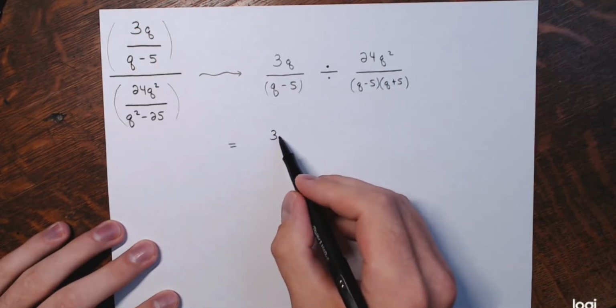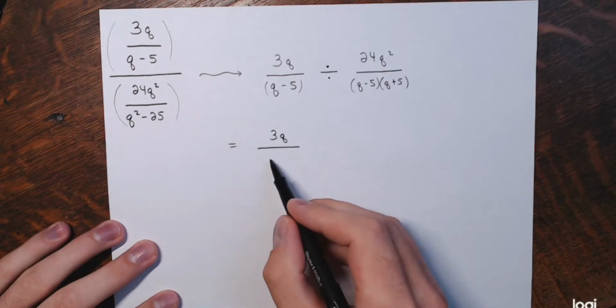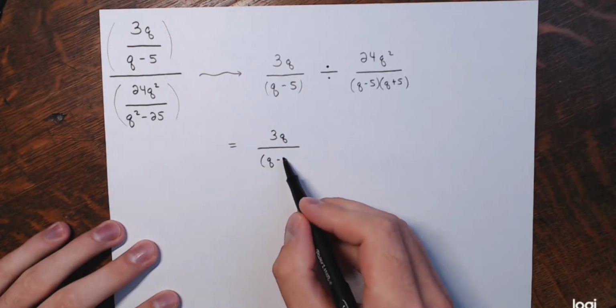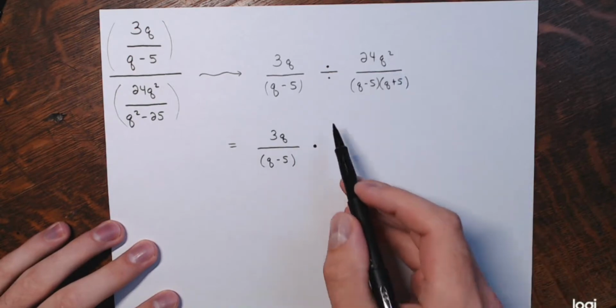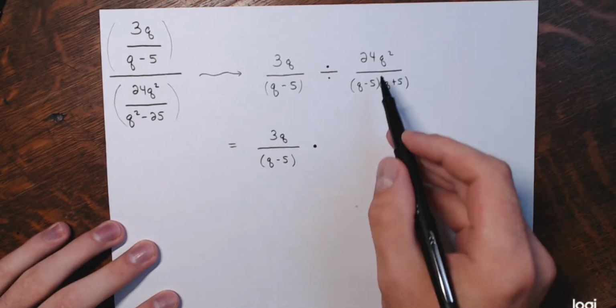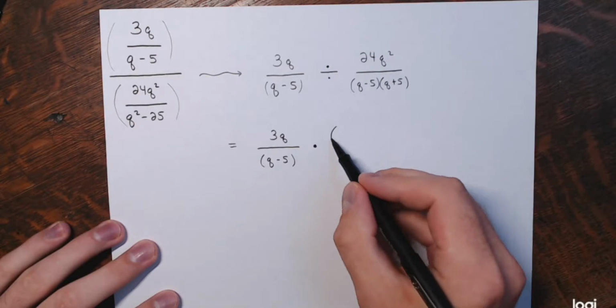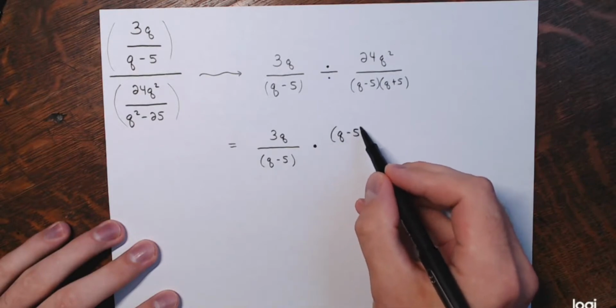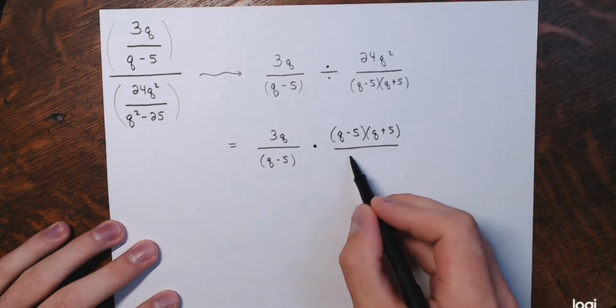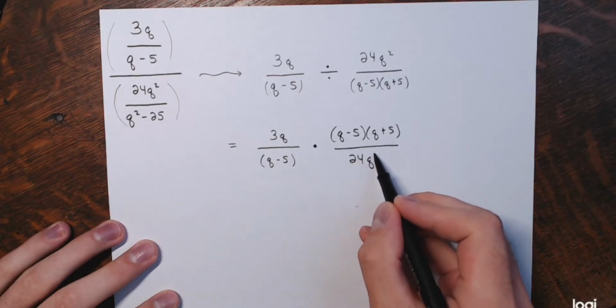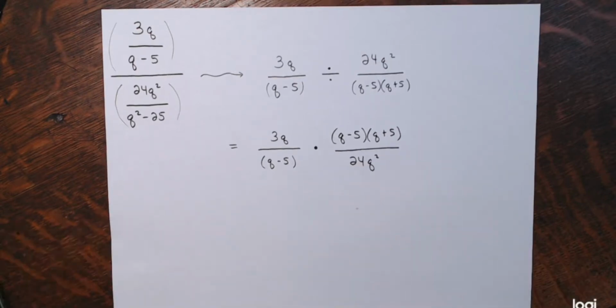So again, the first fraction doesn't change, 3q over q minus 5. It's the second one that we flip. Division becomes multiplication, and we're multiplying by the reciprocal of that second fraction. q minus 5 times q plus 5 is in the numerator now, the 24q squared in the denominator, and you see how very, very similar this is to the last problem.